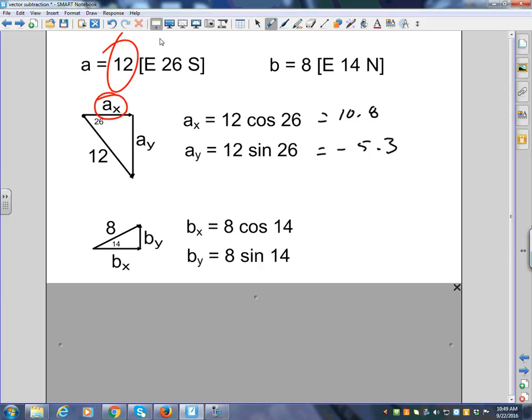Okay, here's B. How long was it? The hypotenuse is 8. X is here, Y is there. Again, the X is adjacent, so it's going to be cosine. So Bx is 8 cos 14 and By is 8 sine 14.